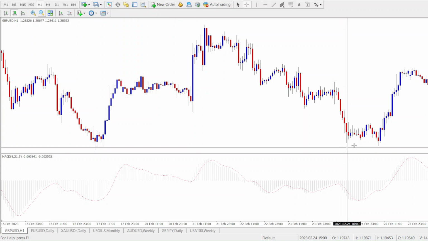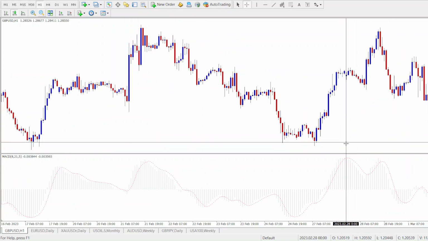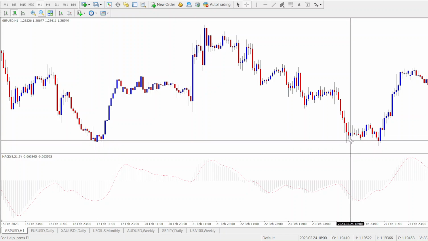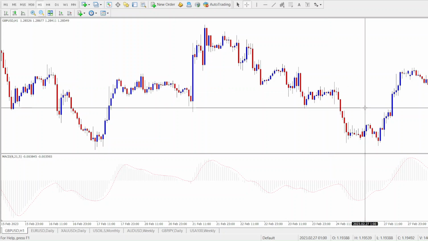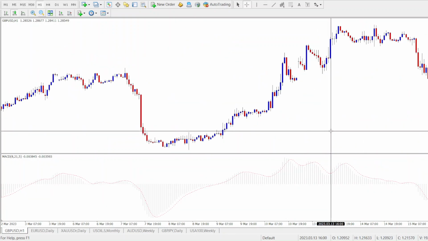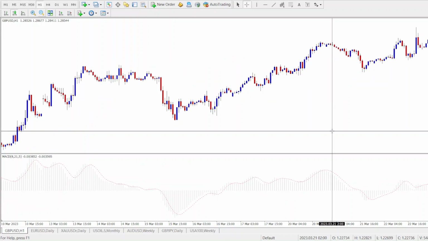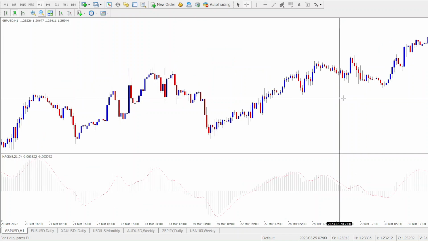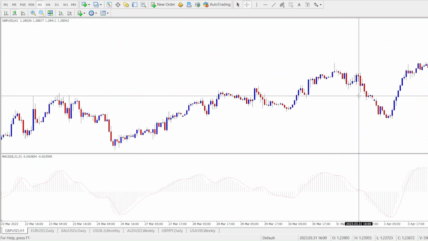Another way that traders use the MACD indicator is to spot divergences. For example, if the price is making new highs, but the MACD is not, this could be a bearish divergence. Let us see if we can find a good example somewhere.